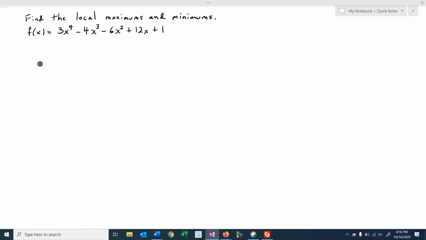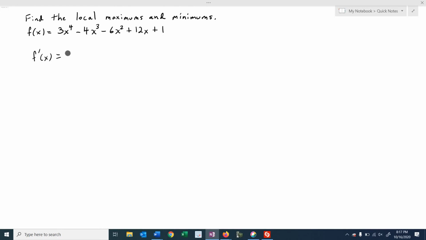Okay, so the first thing we're going to do when we use the first derivative test is find all the critical points, and then we're going to try to classify them. So we need to find the critical points. Now remember, the critical points are when the derivative is equal to 0 or doesn't exist. Okay, so let's find the derivative.